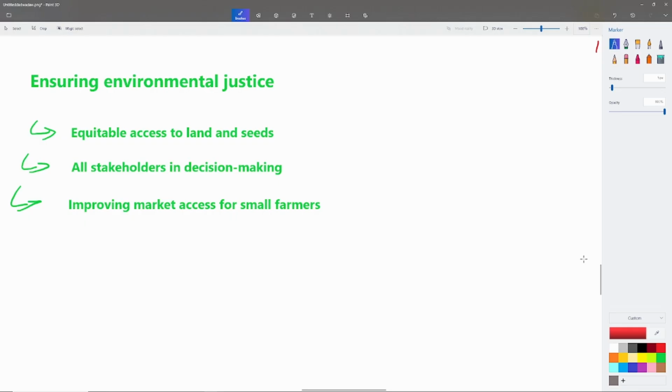Then all stakeholders in decision making. This means that if companies want to produce, for example, in a tribe in Brazil, they have to have very good opinions from everyone as well to make sure that this producing is actually good for everyone.